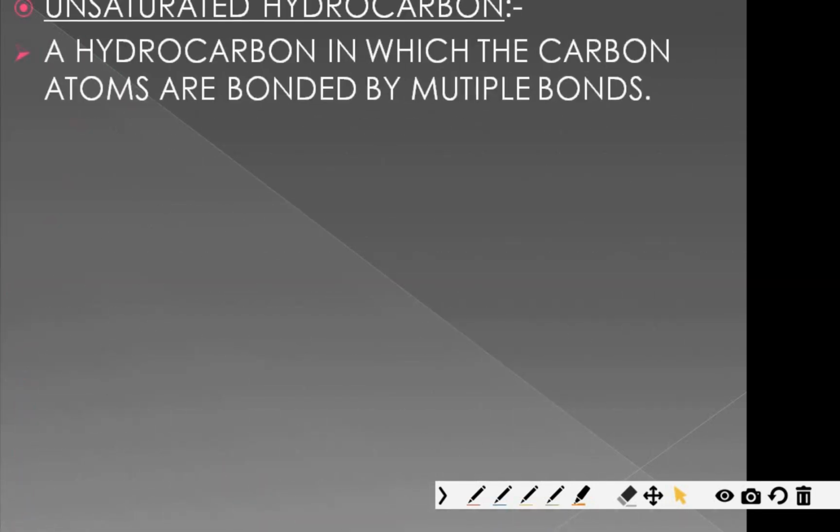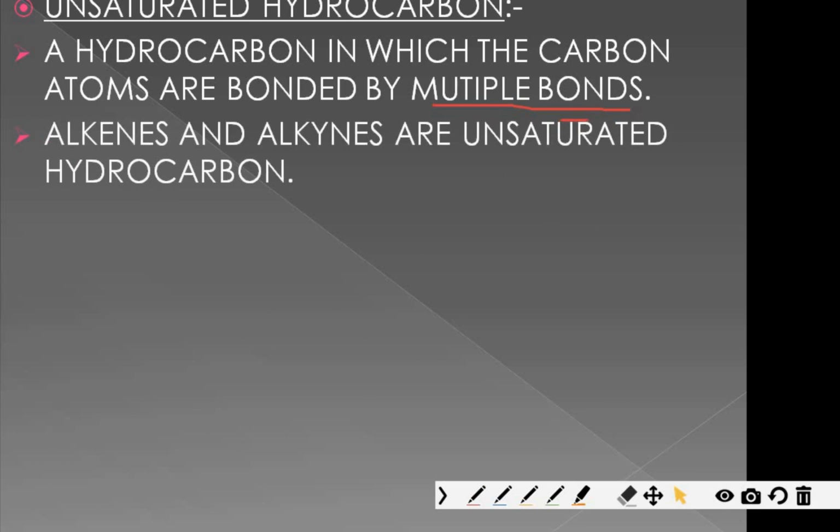Unsaturated hydrocarbon. A hydrocarbon in which carbon atoms are bonded by multiple bonds. Okay, there we will have multiple bonds. Alkenes and alkynes are unsaturated hydrocarbons. Now what is alkene, alkyne, alkane? I will show you in the next video.